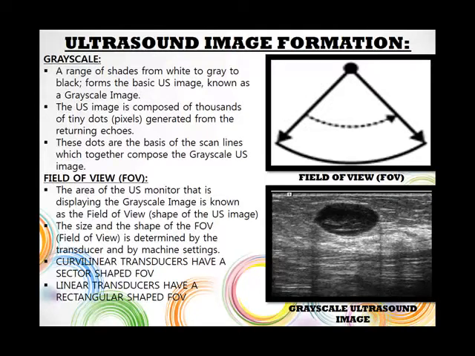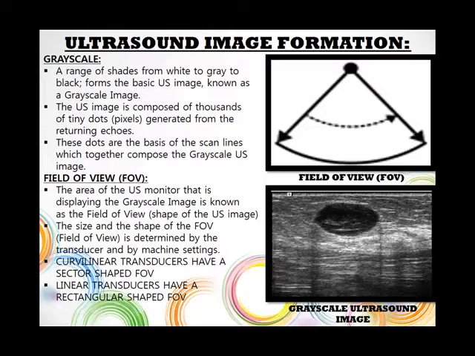So grayscale, and that just means our whole image is made up of a whole bunch of different shades of brightness of all of our dots, and a whole bunch of scan lines of dots together. So we call ultrasound grayscale, our image grayscale. And that means there are many shades of brightness on this image, from white to gray to black.